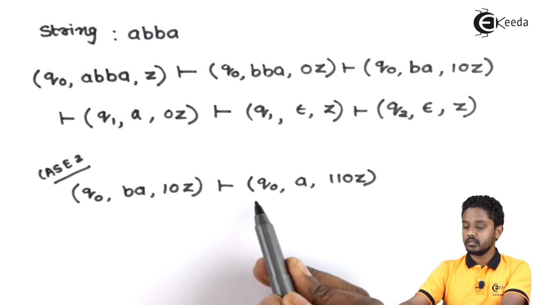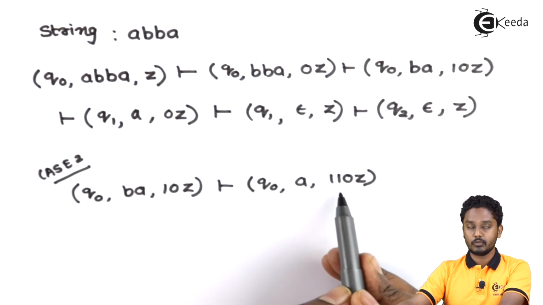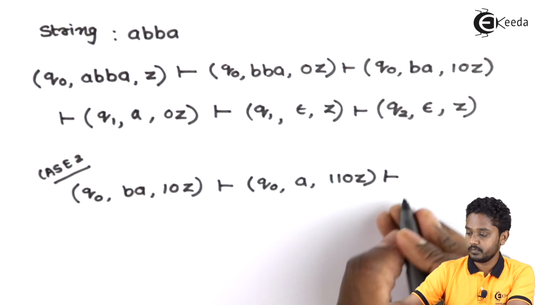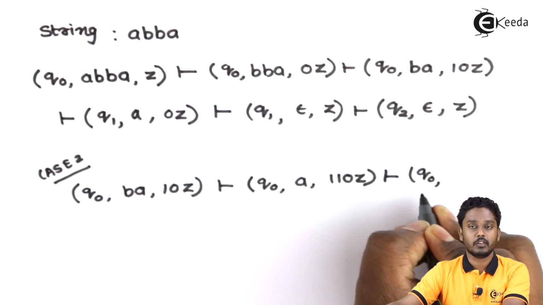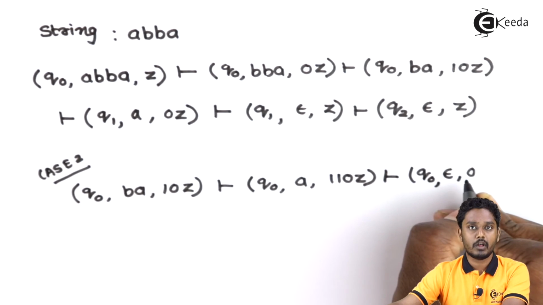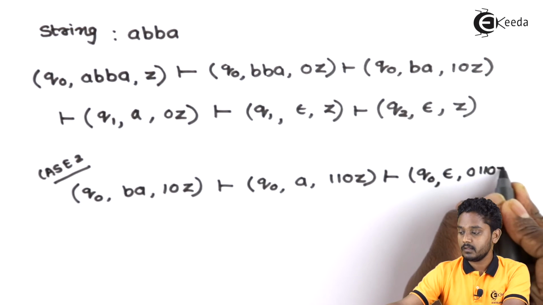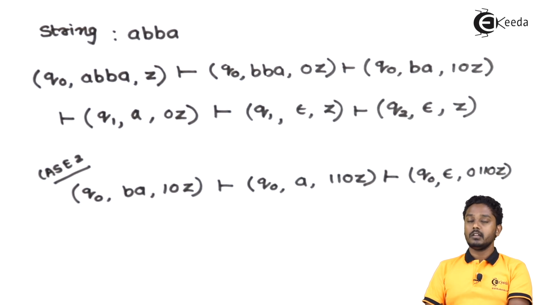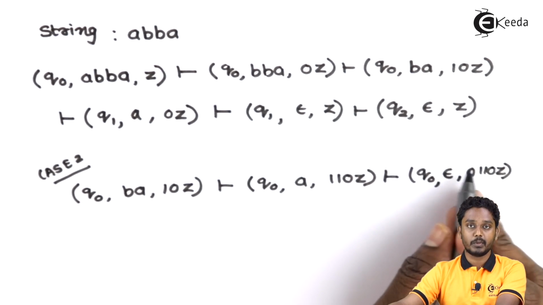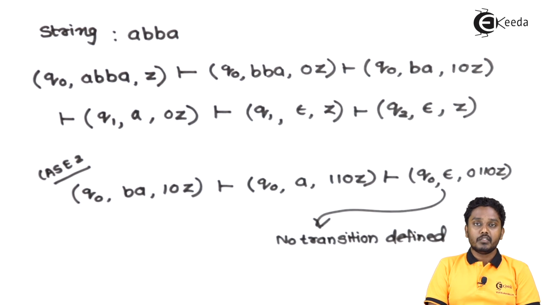Again, we will have a transition Q0 on the input alphabet A with 1 as the top of the stack. We will be pushing a 0. Q0, empty string, with 0, 1, 1, 0 followed by Z. Now you will see the problem. We don't have a transition defined for this particular configuration. As there is no transition defined, we can say that it is going to a dead configuration. That means using this configuration, the string is rejected.